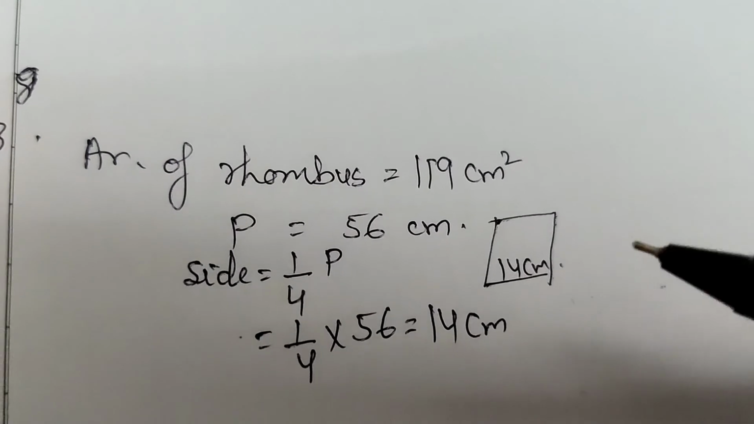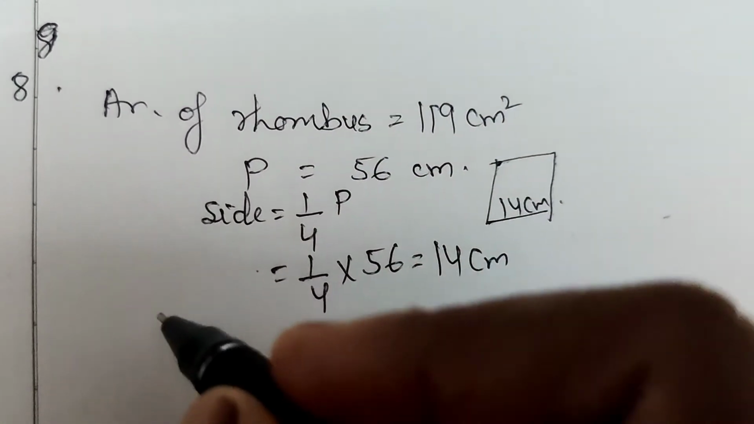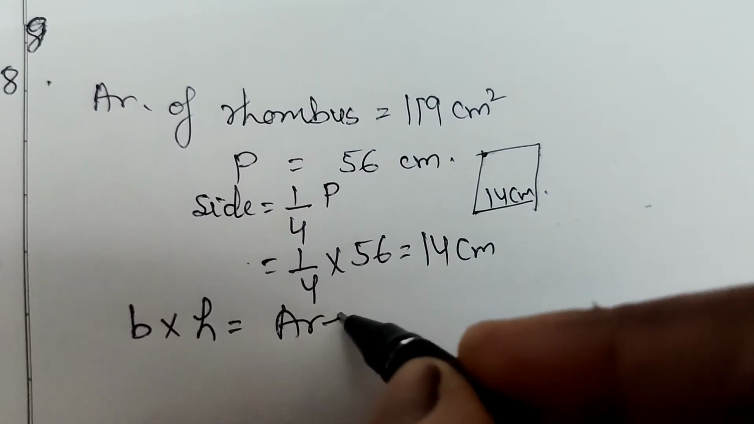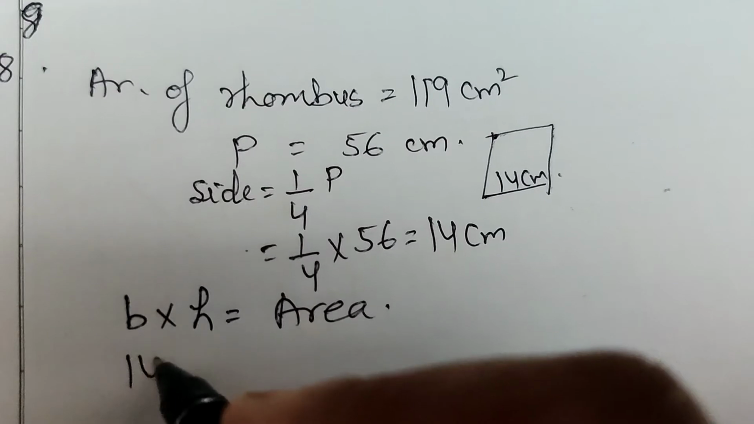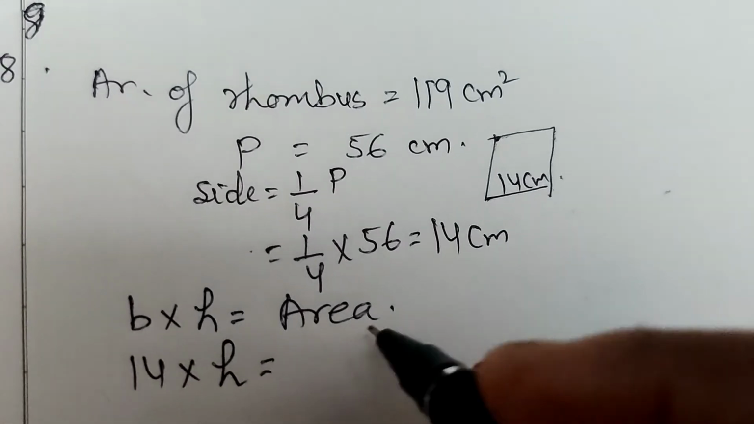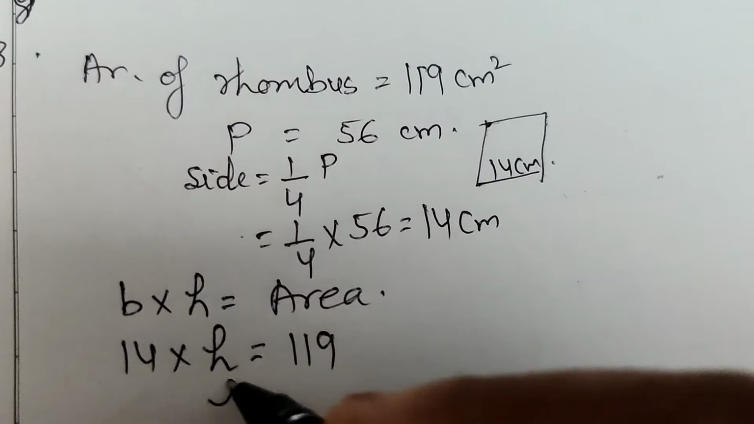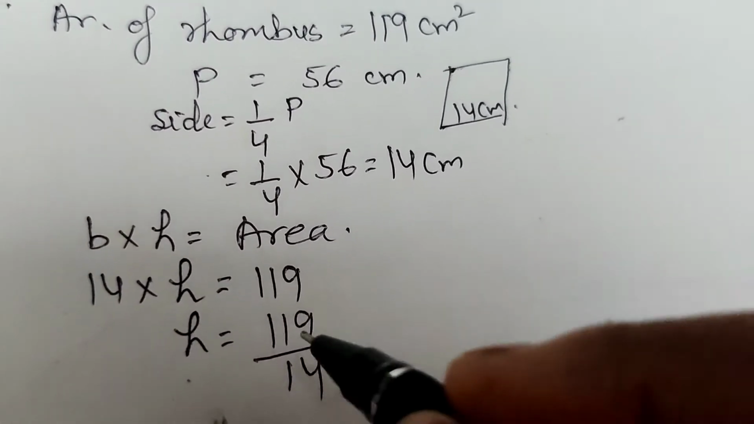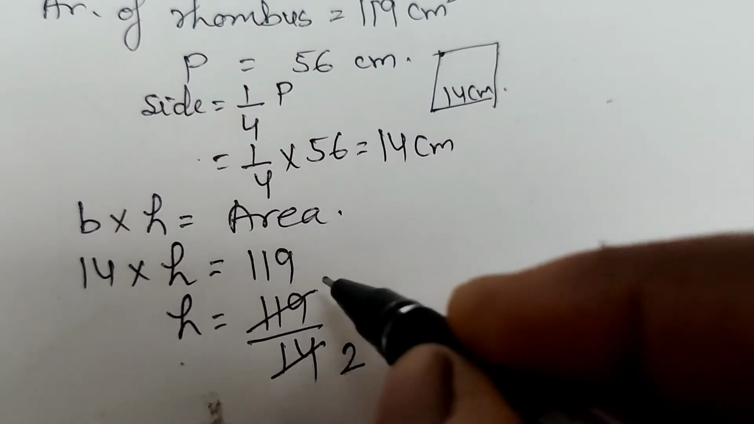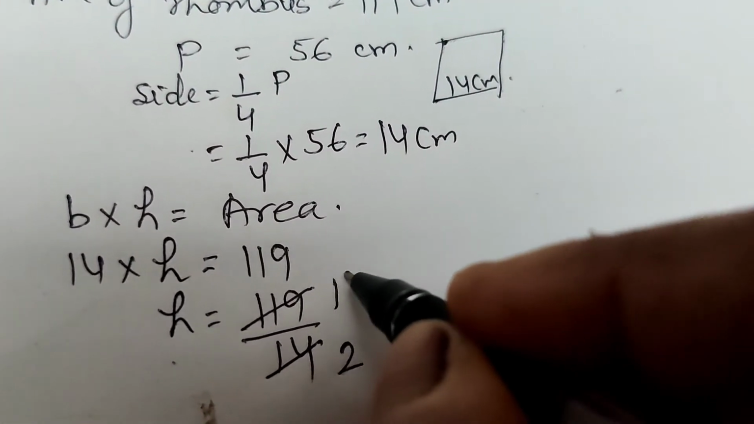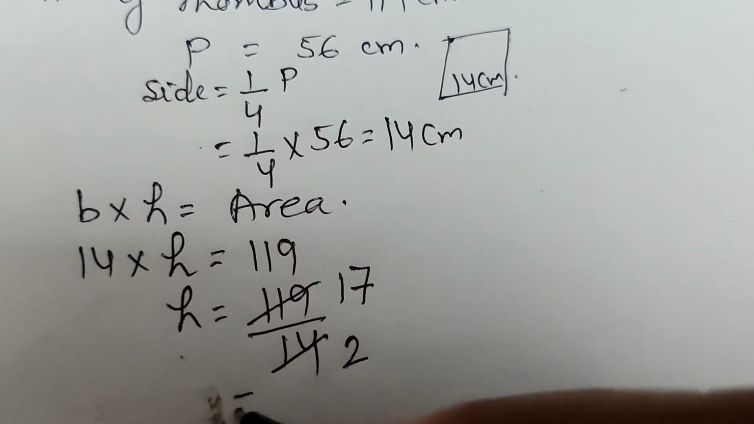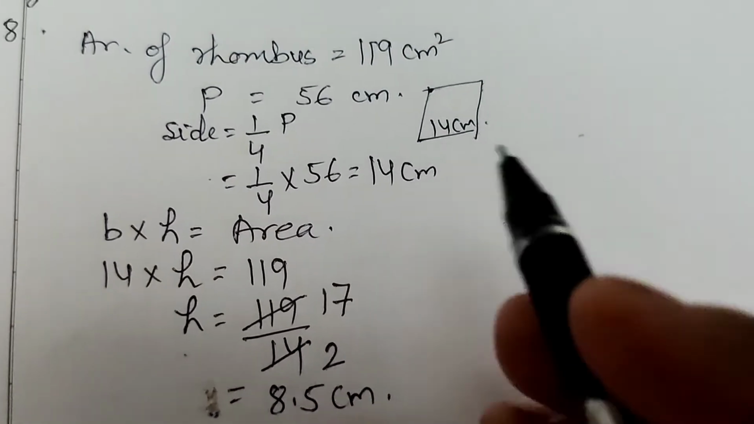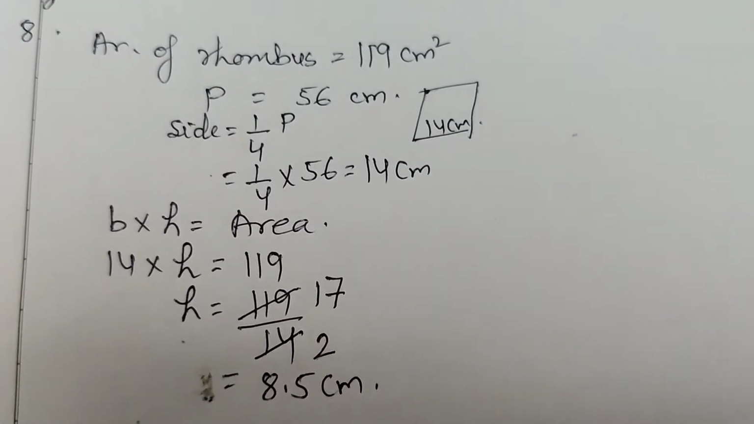We have to find the altitude, which means height. Base into height equals area. The base is 14, we have to find the altitude, and the area is 119. Now 119 divided by 14. You can cancel by 7, which gives 17 by 2, that is 8.5 centimeter. It means the altitude of the rhombus is 8.5 centimeter.